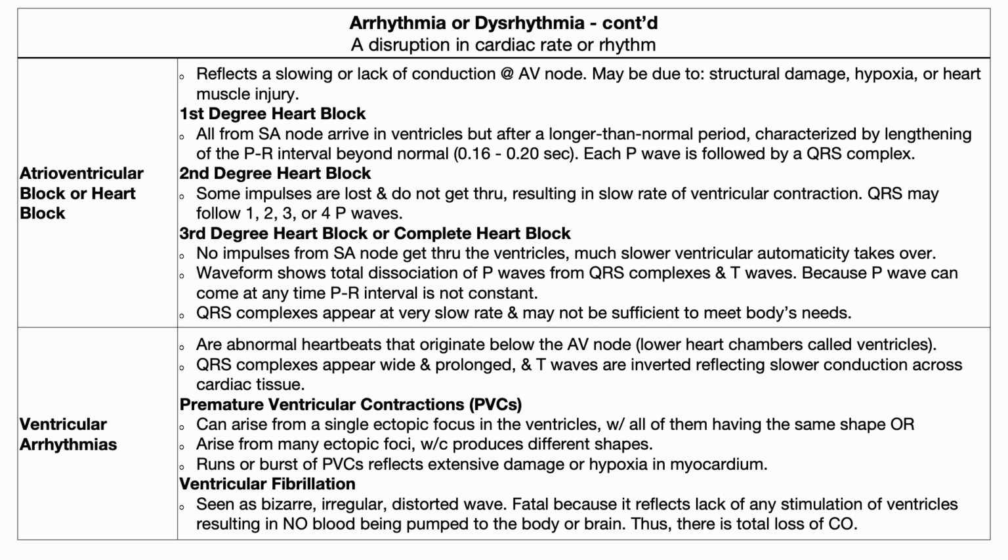Lastly, we have the ventricular arrhythmias. So these are abnormal heartbeats that originate below the AV node, so the lower heart chambers called ventricles. QRS complexes appear wide and prolonged, and T waves are inverted, reflecting slower conduction across cardiac tissues. So ventricular arrhythmias, as mentioned, are abnormal heart rhythms that make the lower chambers of the heart twitch instead of pump. So this can limit or stop the heart from supplying blood to the body.